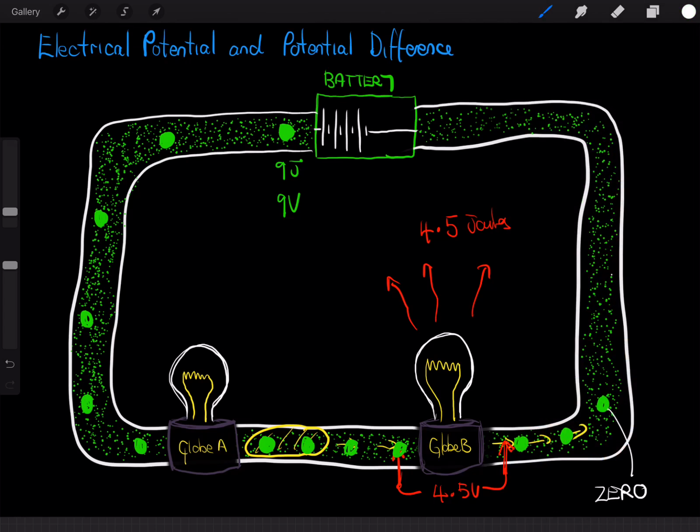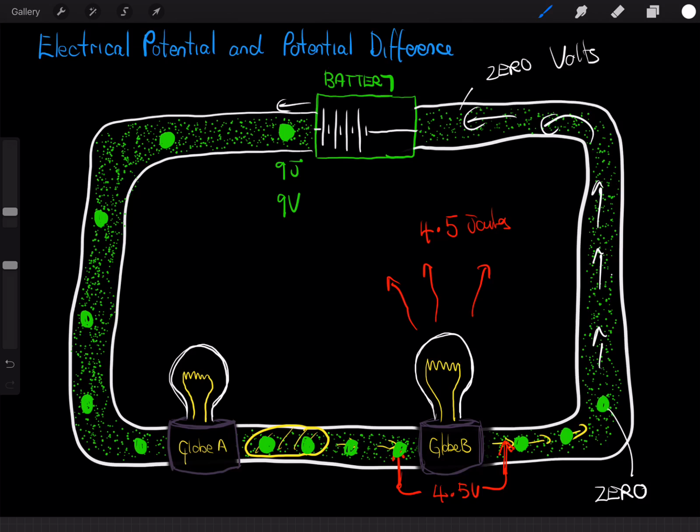And as it returns back to our battery, that is exactly the state it will be in. It'll have 0 volts, or 0 joules of electrical potential energy for each coulomb that re-enters that battery. And when it re-enters the battery, it gets basically re-energized, if you like, and then re-emerges out of the battery again with another 9 joules of energy.